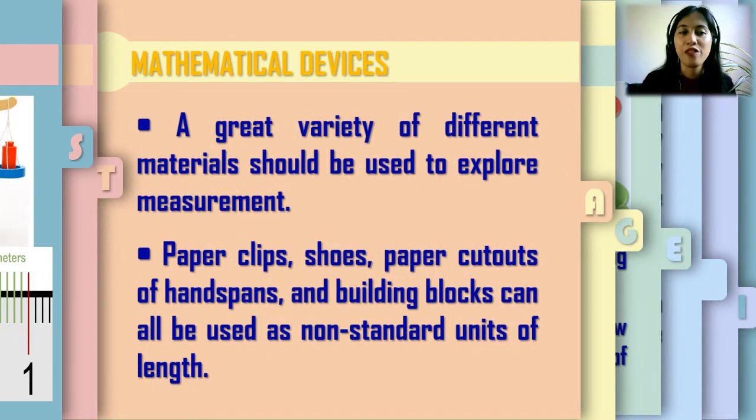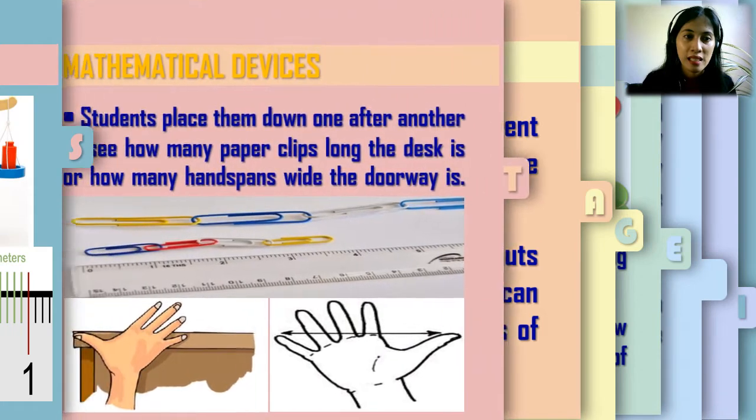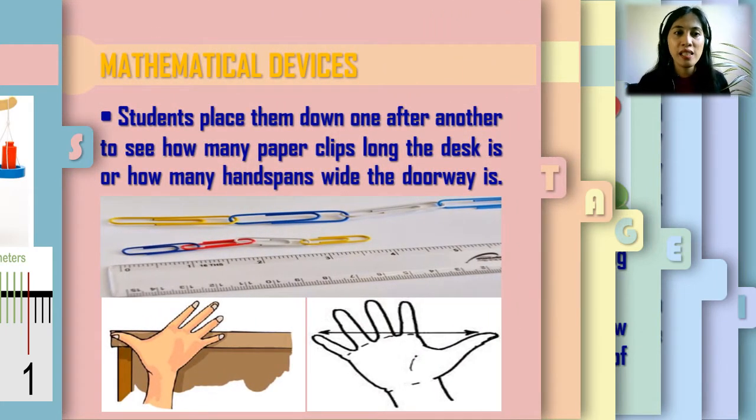A great variety of different materials should be used to explore measurements. Paper clips, shoes, paper cutouts of handspans, and building blocks can also be used as non-standard units of length. Here in our illustration, students place them down one after another to see how many paper clips long the desk is or how many handspans wide the doorway is.